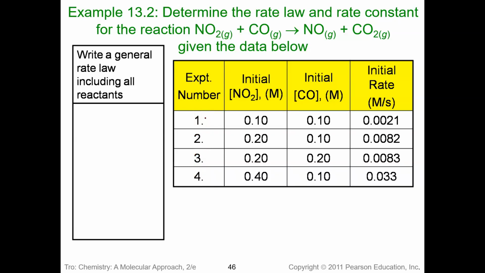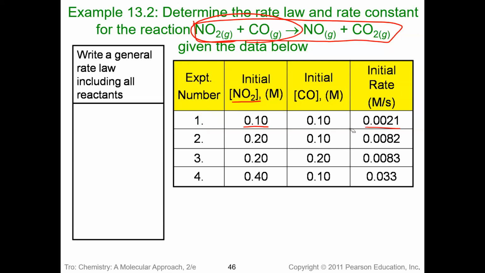So the first time we did the experiment, so here's our reaction. And again, we always do it with respect to the reactants. So we had 0.1 molar NO2 and 0.1 molar CO. So they were the same. And our initial rate was this.